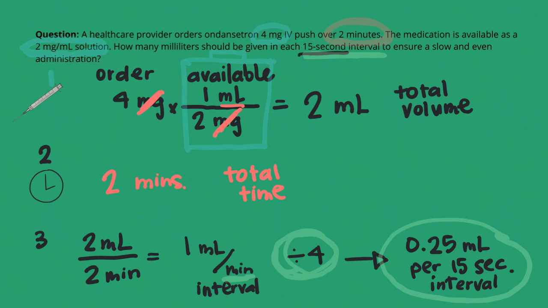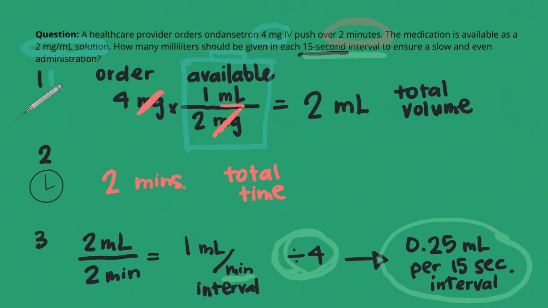15-second intervals. I know these questions seem like they have a lot of steps, but keep it simple and break it down for yourself into the 3 basic steps that I gave you. Step number 1 is to figure out how much to put in that syringe. Step number 2, figure out the total time that you need to give that medication over. That's usually from a drug resource.